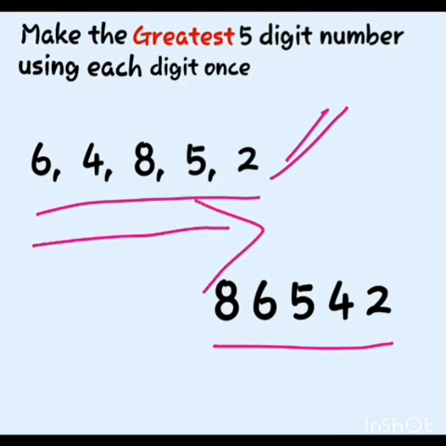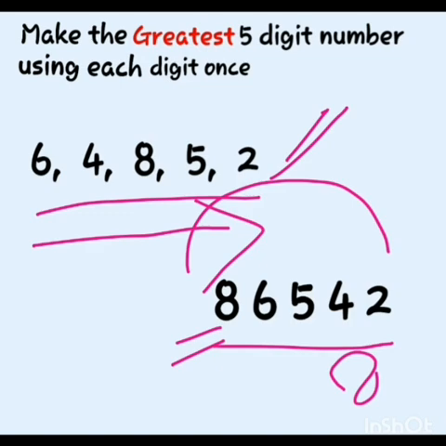Because I know that if a digit is placed to the left, its place value is more. So I want to make the largest number. I want the highest digit to have more place value. If I write 8 here, then it will be 8 ones. But if I write 8 here, it will be 8 in the ten thousands place.